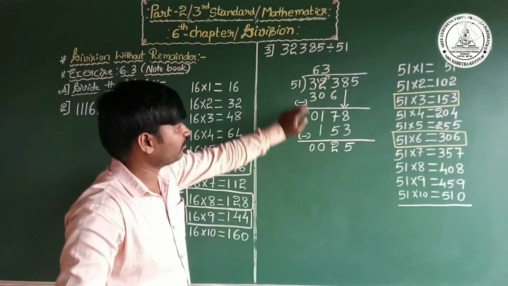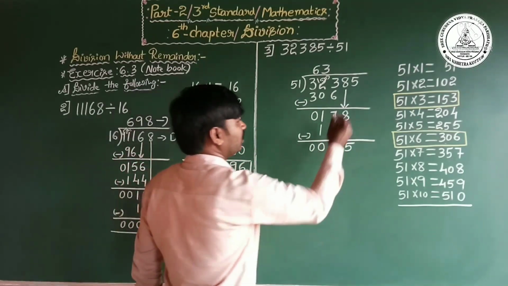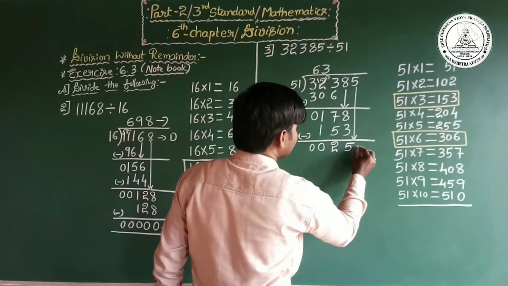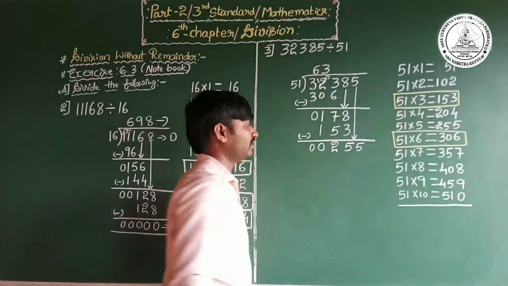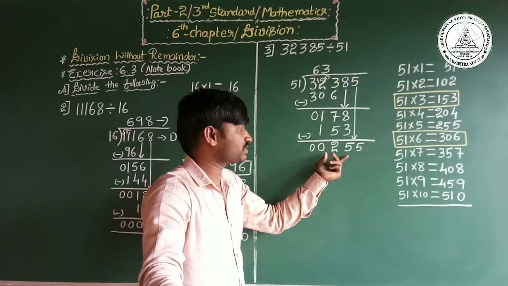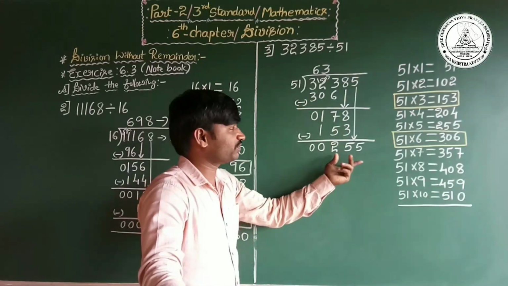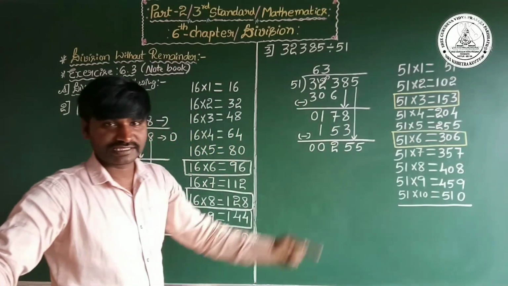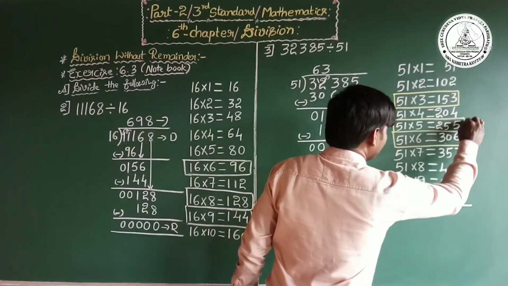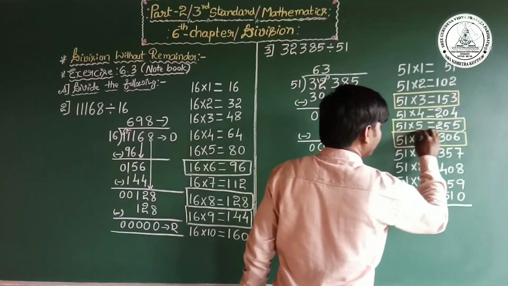Yes, dear student, compare 51 and 25, very small. So you bring down the next digit. The next digit is 5. Yes, dear student, the total number is 255. So 51 how much the 255, dear student? Yes, see the table of 51. Yes, 51 5s are 255. Yes, dear student, 51 5s are 255.